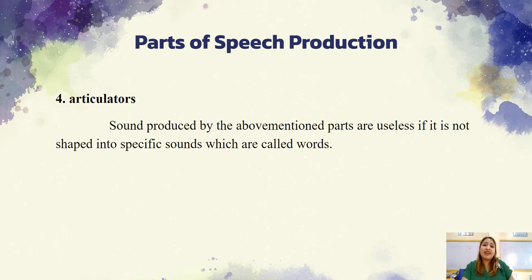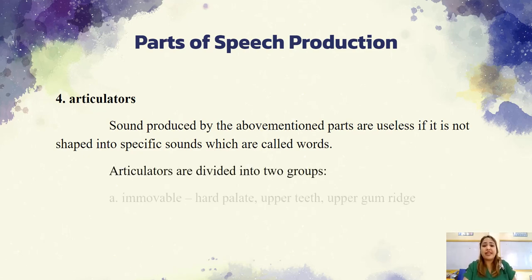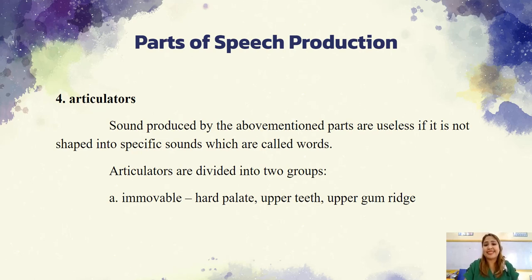So what are the articulators in our speech production? It's actually divided into two groups. You have the immovable articulators, which involve the hard palate, upper teeth, and upper gum ridge. Later, I will show you where it is. Your hard palate is like the arcing area in your mouth wall. It's on top, after your gum ridge. Your gum ridge is just at the back of your upper teeth. In this part, you could not move them.